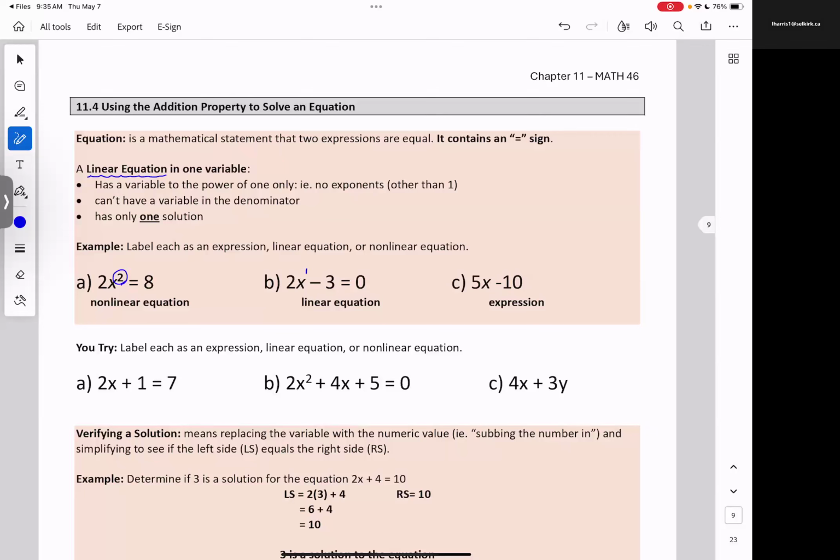So pause the video and try to identify the next three there. All right, and let's do these three together. This first one is a linear equation. The next one is another example of a quadratic equation. So this is nonlinear because of that squared variable. And the last one doesn't have an equal sign. This is just an expression. Okay. Remember when we go through this unit that you can only solve equations. We cannot solve an expression.